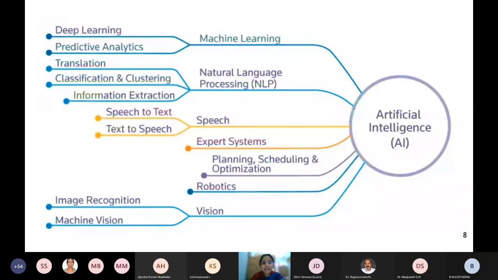And deep learning. And then we have natural language processing, as I mentioned. Basically, it is trying to understand speech or text. It's not only speech, it can be either the speech or the text.